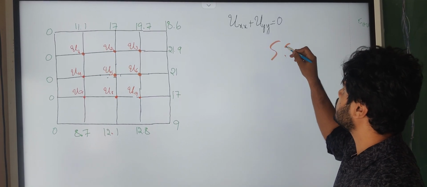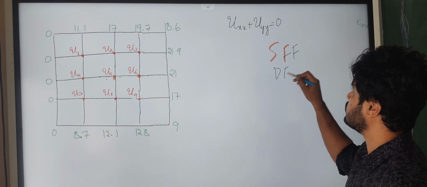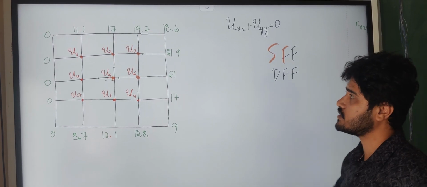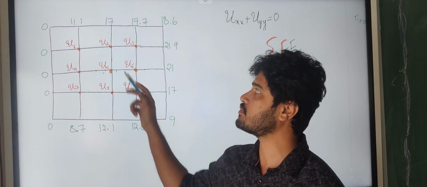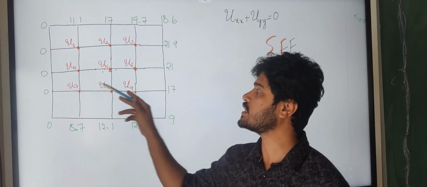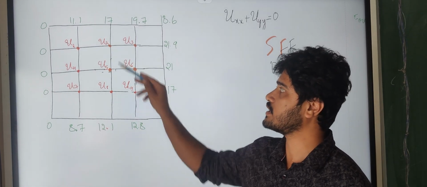SFF and DFF. Using these two finite difference formulas, we have to identify the values of these interior points u1, u2, u3, so on up to u9, which is listed here, where I have written here.